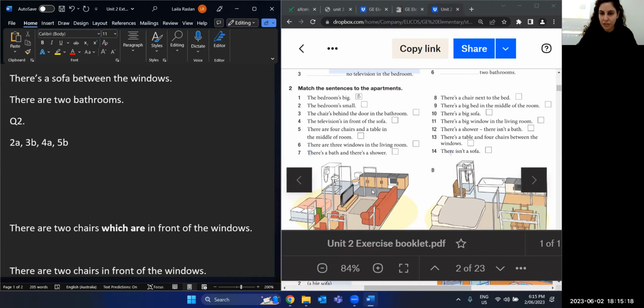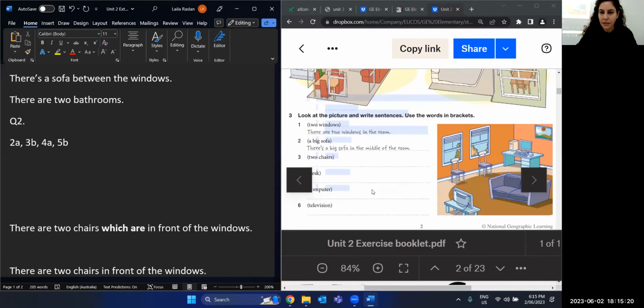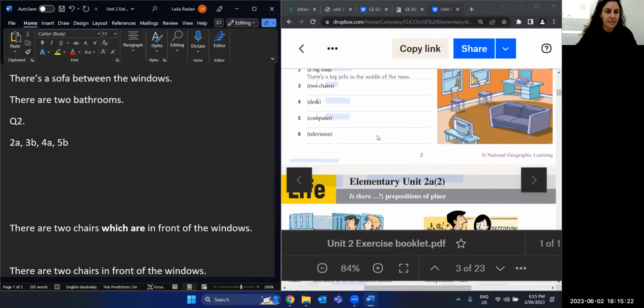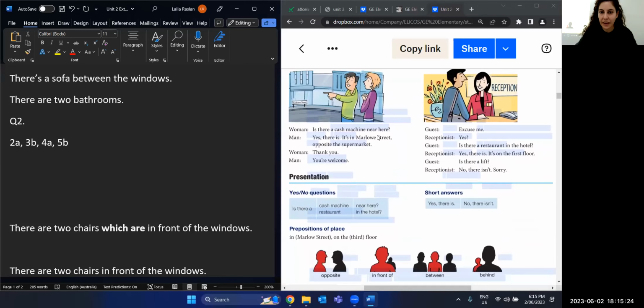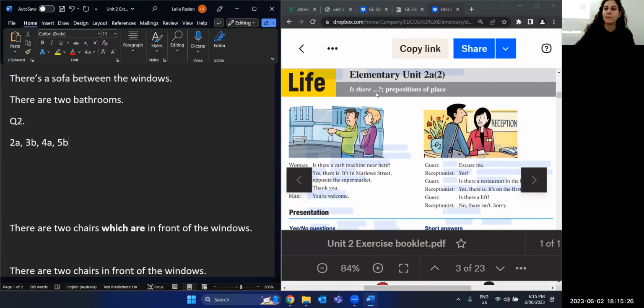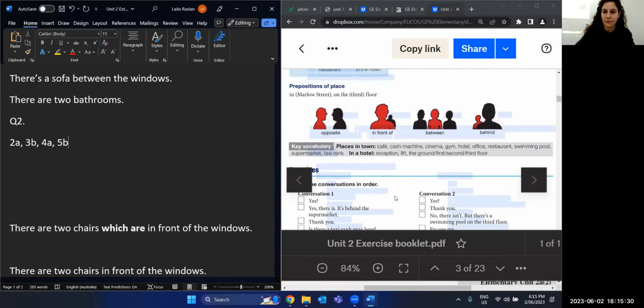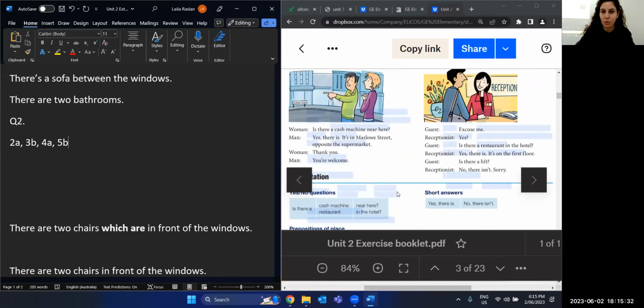Let's move on because I want to practice more grammar. So we've done a lot of there is, there aren't. Let's go to the next page. Okay, we'll look at the conversation, woman and man. So woman is Mariana, man is Conrado.